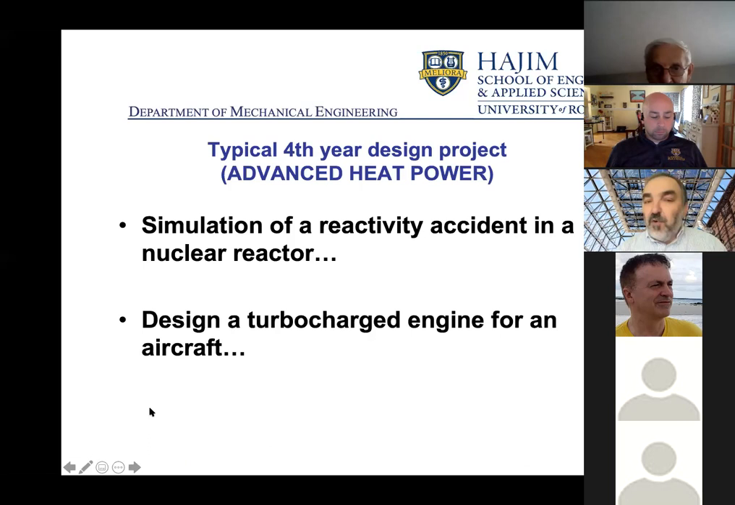So this is a fourth year design project. Now we're looking at more, let's say, senior level design projects, larger projects. One example, simulate a reactivity accident in a nuclear reactor. It's awful to think that the nuclear reactor can actually fail. But in order to prevent failure, I need to understand what might lead to failure. Therefore, analyzing the possibility of an accident is important before I have to face the reality of an accident.